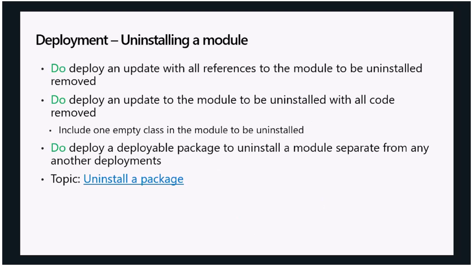The next thing you do is delete everything out of that module, all the source code out of its models, except leave one class, so you have a very small package that references nothing and nothing references it. And then you can use the help topic description to create a deployable package that contains a list of modules to remove, where you would name that module, and when you install that deployable package, it will delete it from the machine, from the packages folder.